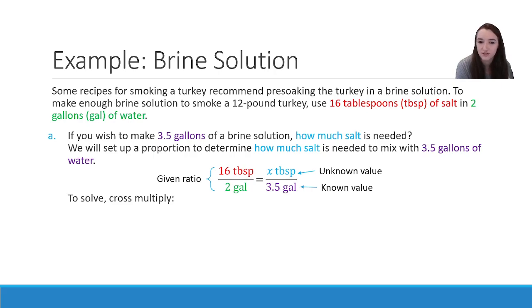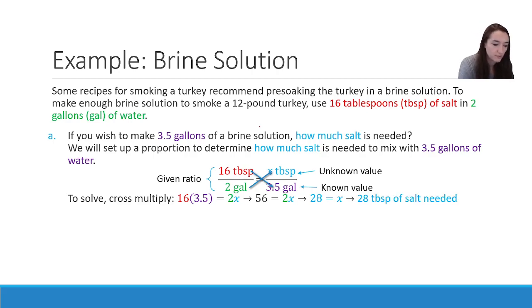We cross multiply. When we cross multiply, we get 2x equal to 16 times 3.5, or in other words, 56 equals 2x, which we then divide by 2 to get x equals 28. And that's it. So 28, remember to look at your units, 28 tablespoons of salt are needed.